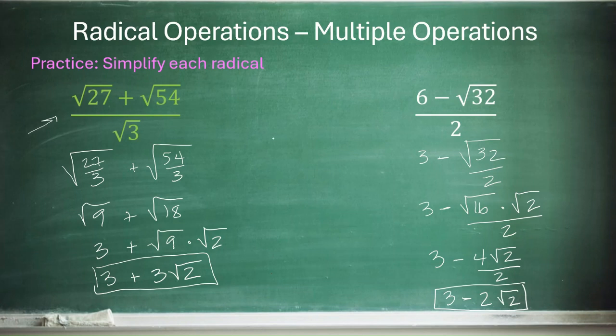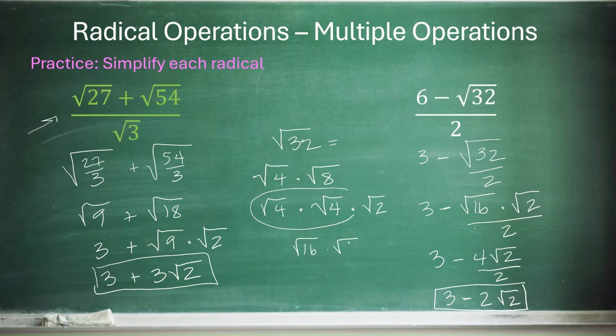Just really quick with root 32. If you didn't know that 16 was a factor, what you could say is, I know that I have root 4 times root 8, right? That's root 32. But within this root 8, I know that there is also another 4. So that's really like root 4 times root 2. So now you know you've got root 4 times root 4, which is root 16 times root 2. So that's how you can get to root 16 times root 2. It's just a little bit longer, or you could simplify as you go.